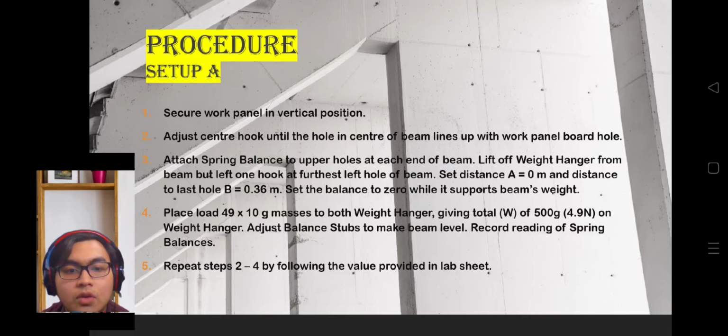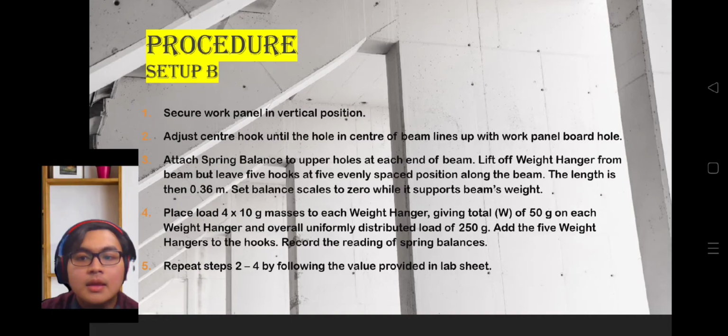Set the balance to 0 while it supports the beam's weight. Then we place a load of 49 10-gram masses on the weight hanger, giving a total weight of 500 gram or 4.9 Newton on the weight hanger. Adjust the balance stops to make the beam level and then record the reading of the spring balance. Lastly, we have to repeat steps 2 until 4 by following the values provided in the lab sheet.